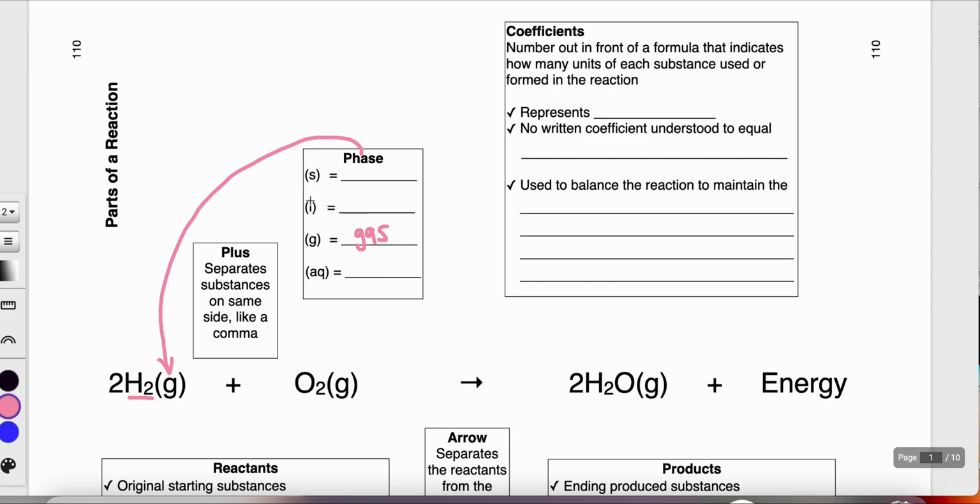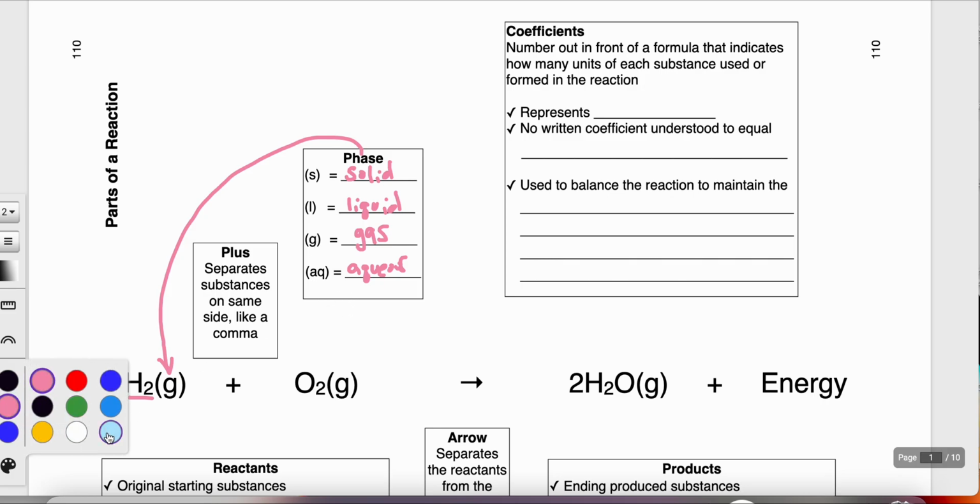Sometimes you will see a lowercase l, which would mean it is in the liquid phase. And if it is an s, it means that the sample or the substance is in the solid phase. We also have our phase aq, which means it is aqueous. So we will see these all the time.